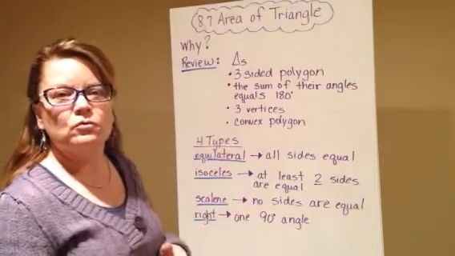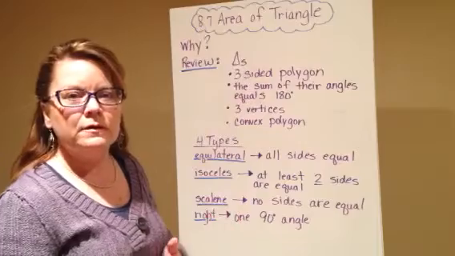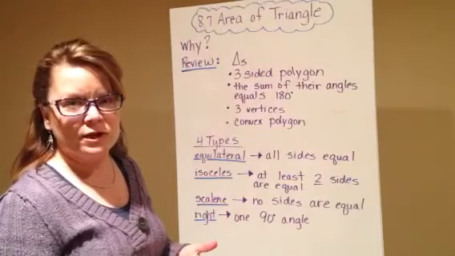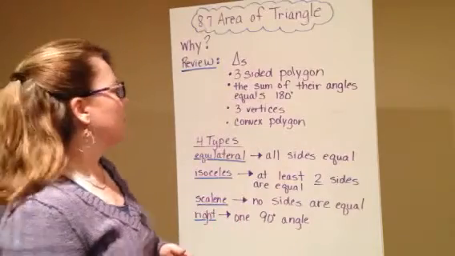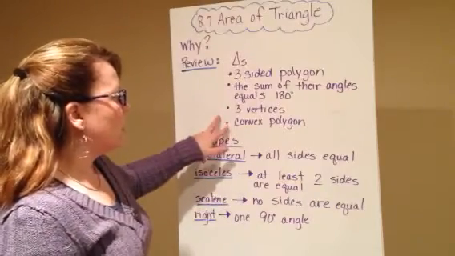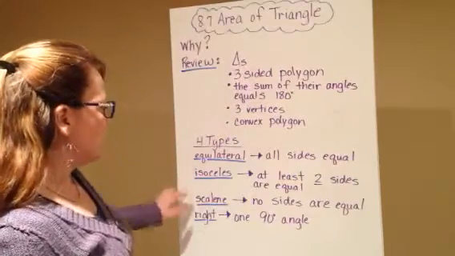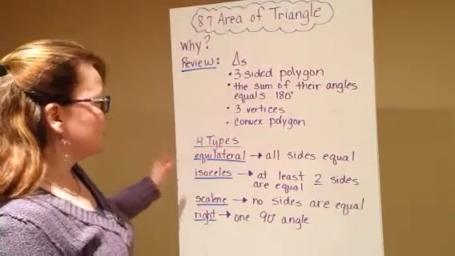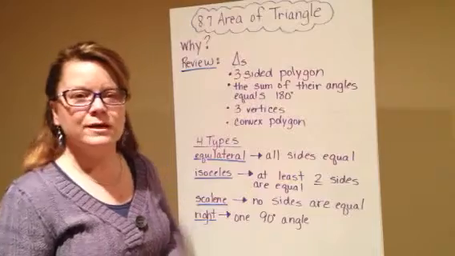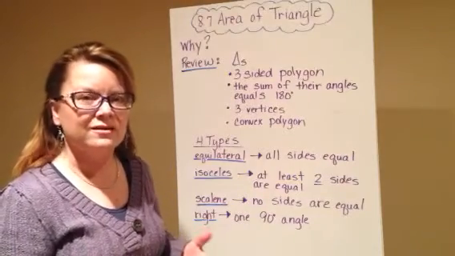So that means if you were to measure each angle in a triangle and add them up, they would equal 180 degrees every time. Okay? They have three vertices. They are convex polygons. And we have four types. The first one is an equilateral triangle, and that means that all of the sides of the triangle, if you were to measure them, would be exactly the same length.